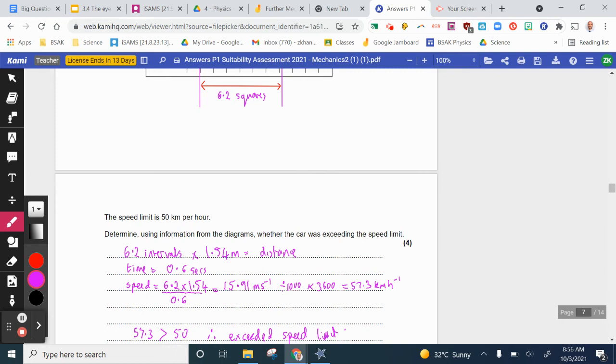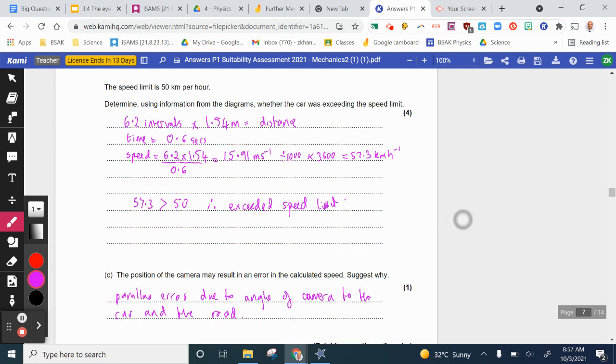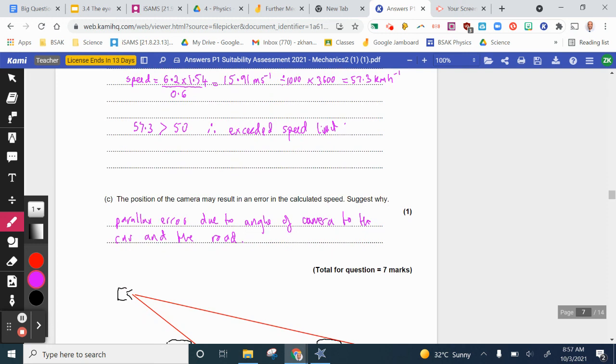We can't compare that to 50 kilometers per hour because the units are different. So what I'm going to do is convert that into kilometers per hour, divide by 1,000 to get meters into kilometers. And because it's seconds to the -1, that would be divide by 3,600, or times by, because it's at the bottom of the fraction, that inverts, and that would be times by 3,600 to get kilometers per hour of 57.3. And we see that 57.3 is greater than 50 kilometers per hour, therefore the car has exceeded the speed limit.